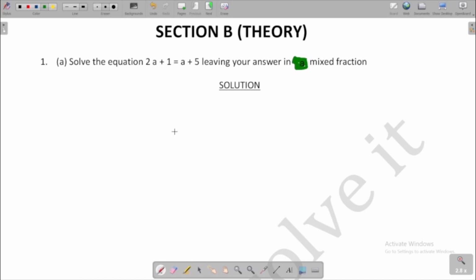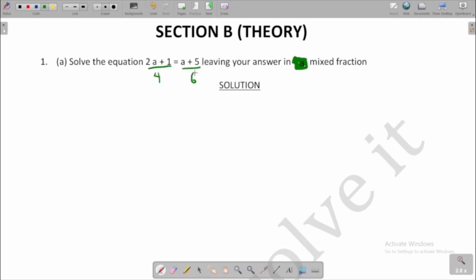The first question, 1a, says solve the equation 2a plus 1 equal to 5. I think there's an omission here. It should be (2a plus 1) over 4 equal to (a plus 5) over 6, leaving your answer in a mixed fraction.